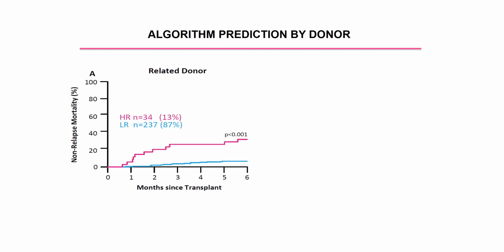These differences in outcomes are true for each important subgroup. Here we're showing related donor transplants, where 87% of the patients were low risk and had less than 10% mortality, whereas 13% of the patients were high risk and had almost 30% mortality.